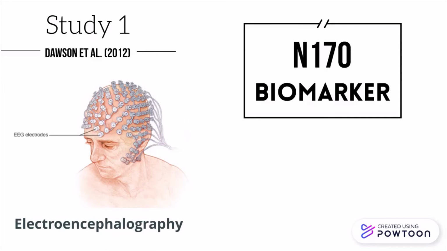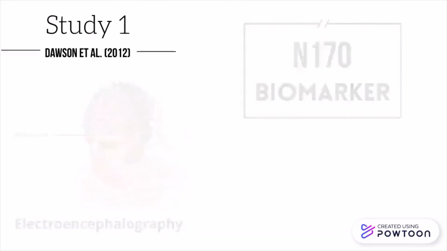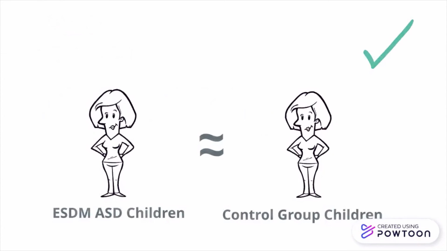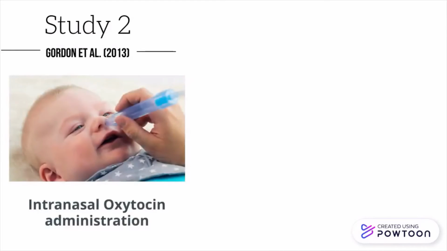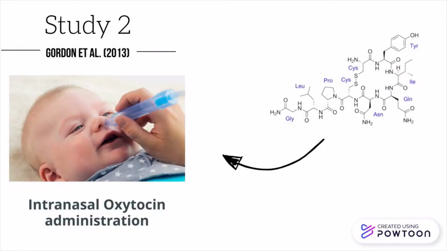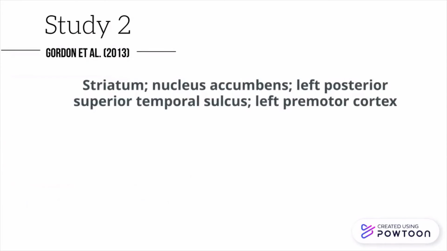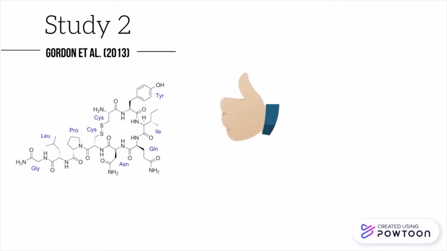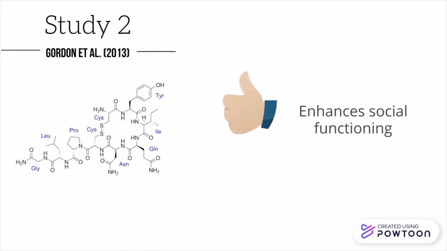Both intervention groups showed typical N170 responses following treatment, but those who received ESDM, which is a behavioral therapy for children with autism, had other EEG indicators that were more comparable to the control group children. In the second study, Gordon et al. measured fMRI changes in 17 children with ASD following intranasal administration of oxytocin. The therapy showed increased activity in these areas of the brain during social judgments and showed decreased activity during non-social judgments. The authors suggested that oxytocin may enhance social functioning in children with ASD.